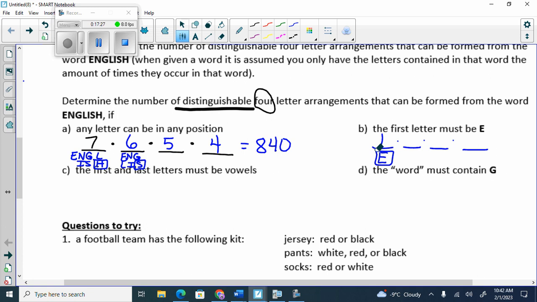Then what's the next one? How many letters do I have left? 6. I have NG. You want to show them all you can. Say I hold the H. Then I would have 5. And then I would have 4, which is 120.